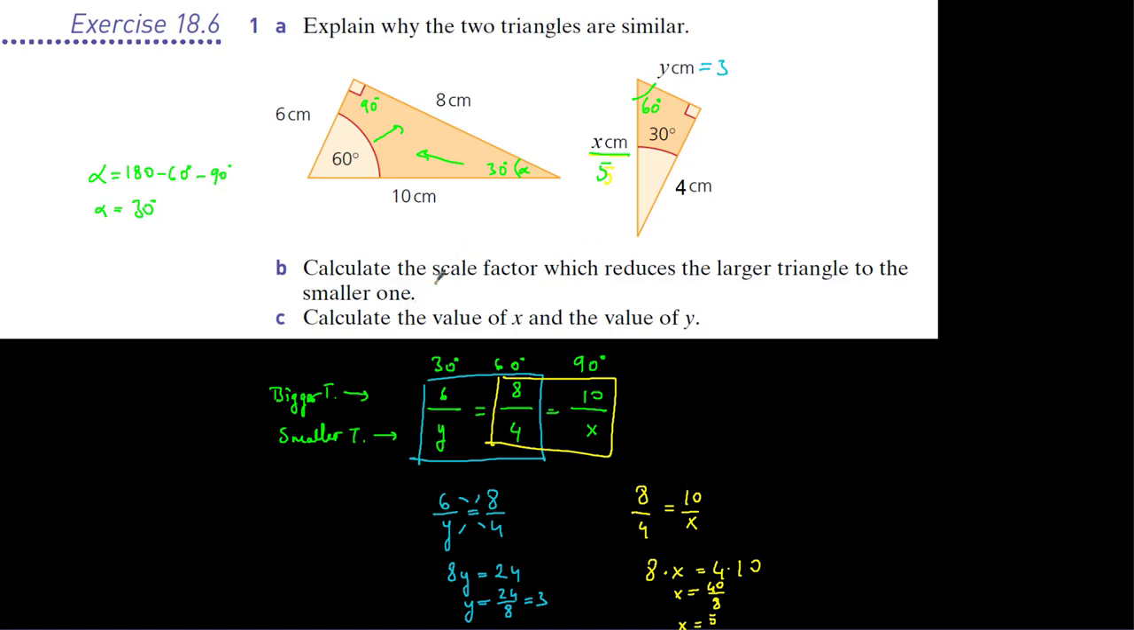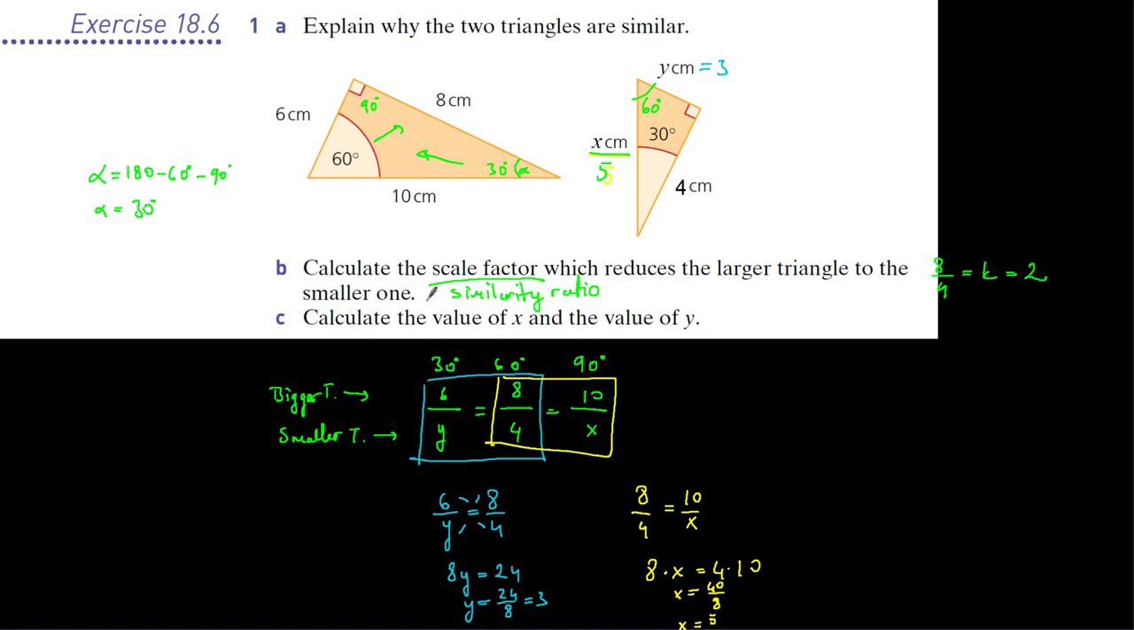Scale factor is the similarity ratio. They are the same. Scale factor reduces the larger triangle to a smaller one. So 8 over 4, what is it? 8 over 4 should be equal to k, which is equal to 2. So it means that the second triangle is 2 times smaller than the first triangle.